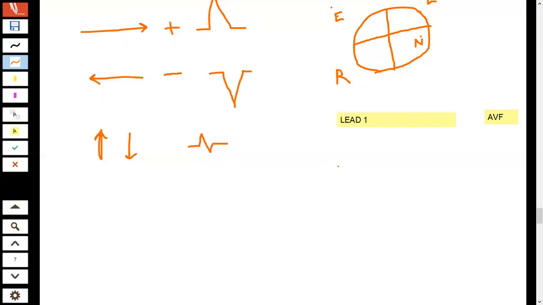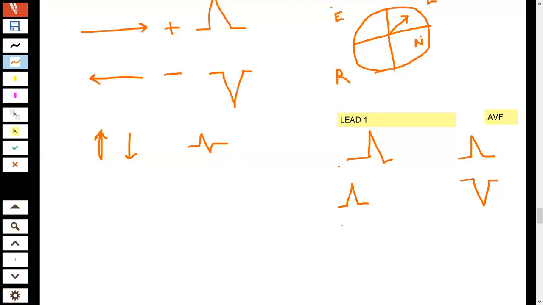If the QRS complex is positive in lead 1 and positive in AVF, we call it the normal cardiac axis. If it's positive in lead 1 and negative in AVF, meaning downward direction, then we call it the left axis deviation, and the vector will lie somewhere between these quadrants. This is the left axis deviation.